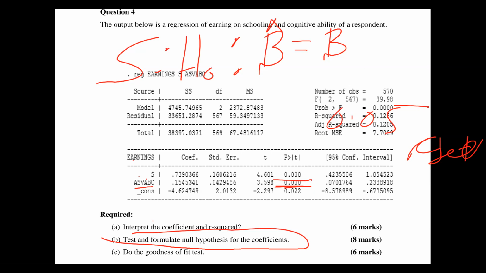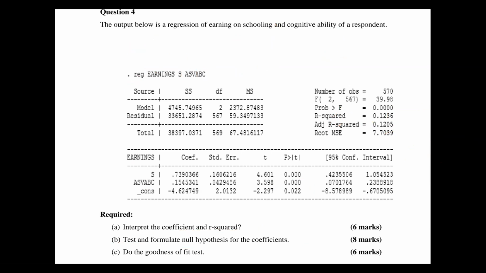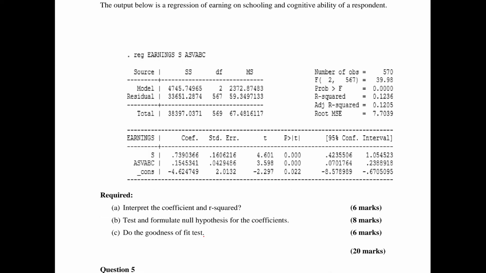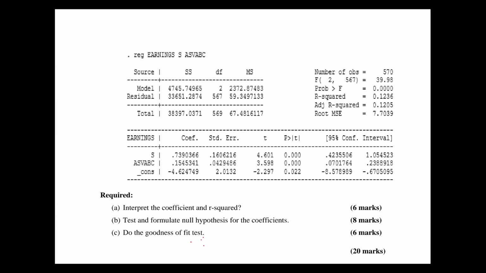Okay, so the last question is to do the goodness of fit test. The goodness of fit test is tested using the R squared, the one that you have just interpreted. So these questions are linked, right? This one you interpret, then you formulate the hypothesis here and test. Then the R squared is the one that measures the goodness of fit.